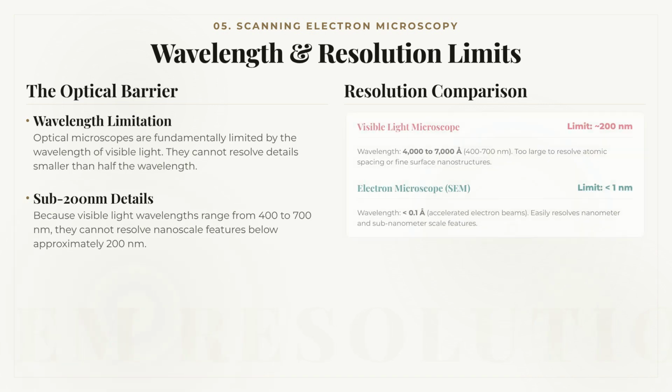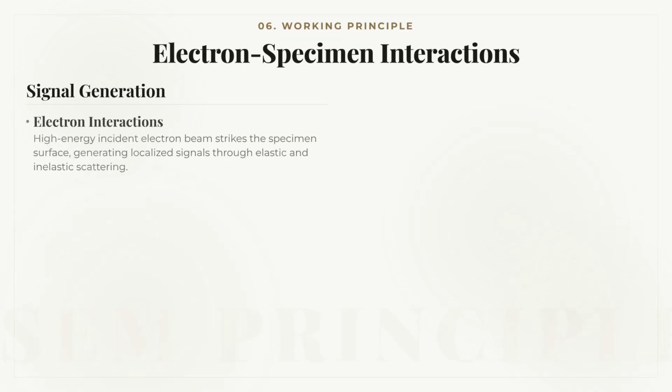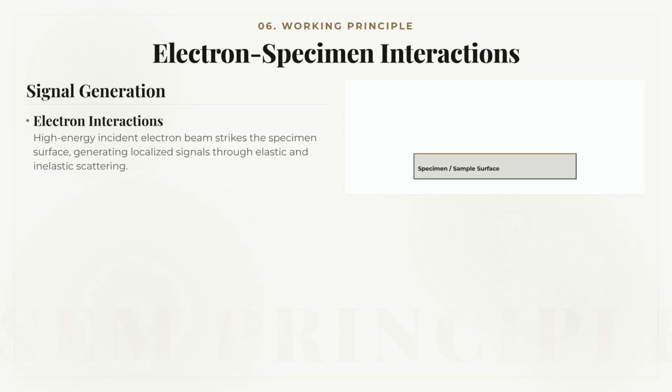To observe much smaller structures, we need radiation with a shorter wavelength. Electrons have wavelengths that are much smaller than visible light. Therefore, electron beams can be used to obtain images with extremely high resolution. This idea led to the development of the Scanning Electron Microscope. SEM is an imaging technique used to study the surface morphology and topography of materials at very high magnifications. It can produce detailed images of structures ranging from micrometers down to a few nanometers.